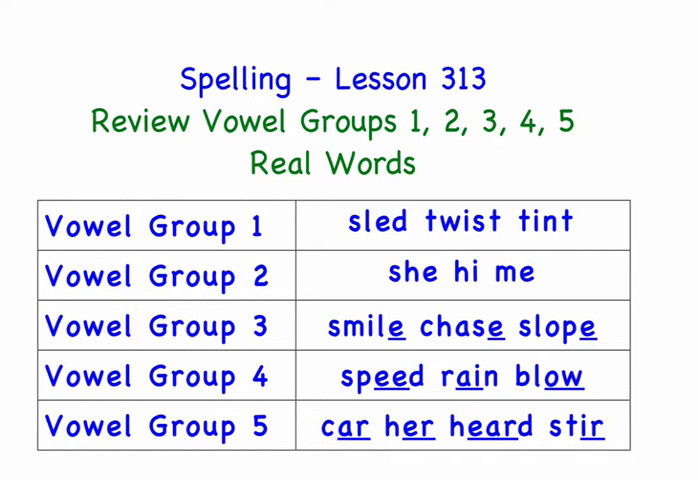The first word is splint. Splint. He had to wear a splint on his arm to protect it. Splint. And this word has 6 sounds. S, p, l, i, n, t.